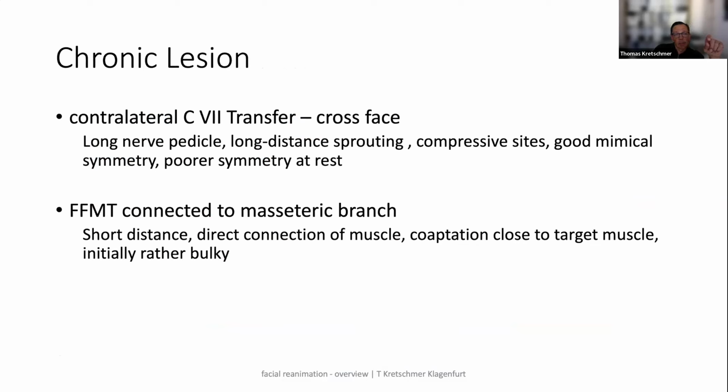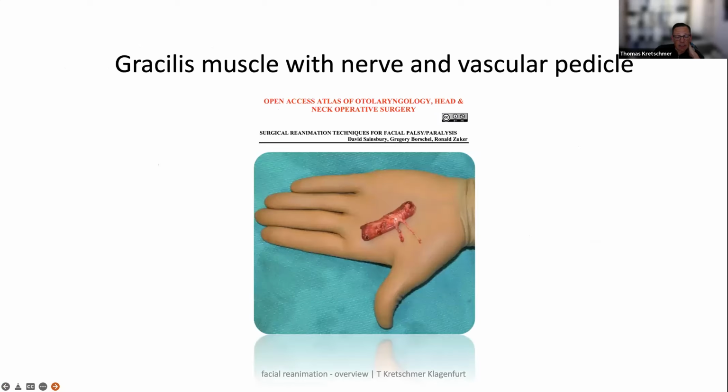So in the end, we also have to draw the attention to do we have an acute or subacute lesion or a chronic lesion? And maybe for a very old facial nerve deficit, we need another solution. And one of these solutions might be an FFMT, a free functional muscle transfer. And this is how the muscle can look. This is taken from an open access atlas by Gregory Borschel.